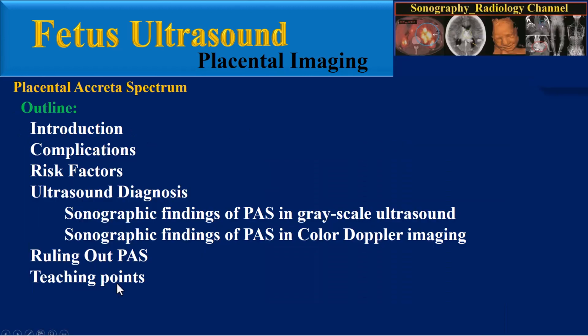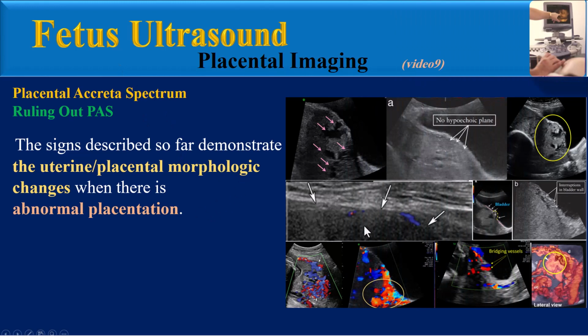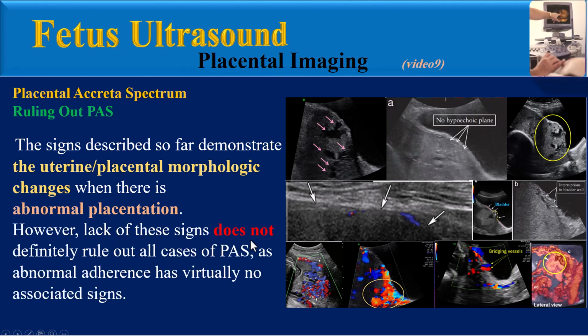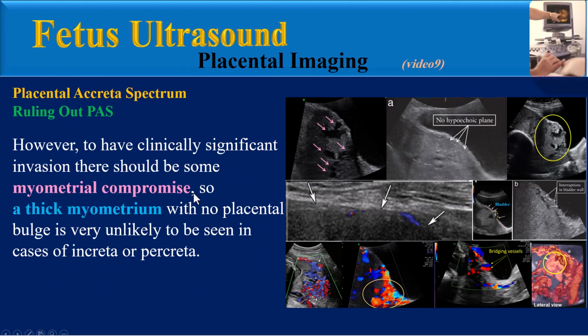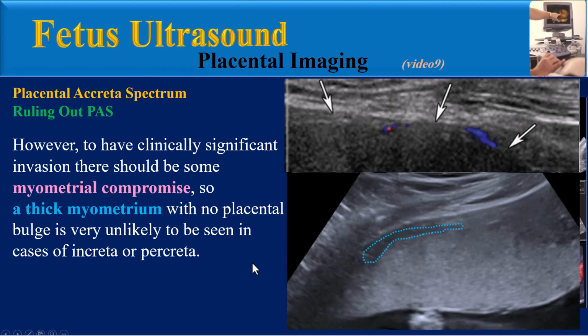Now, how can we rule out Placenta Accreta Spectrum according to the ultrasound findings? The signs described so far demonstrate the uterine placental morphologic changes when there is abnormal placentation. However, lack of these signs does not definitely rule out all cases of Placenta Accreta Spectrum, as abnormal adherence has virtually no associated signs. However, to have clinically significant invasion, there should be some myometrial compromise. So a thick myometrium with no placental bulge is very unlikely to be seen in cases of increta or percreta.